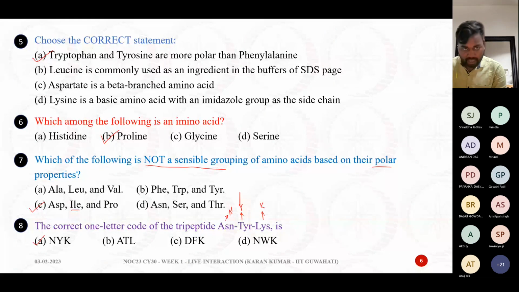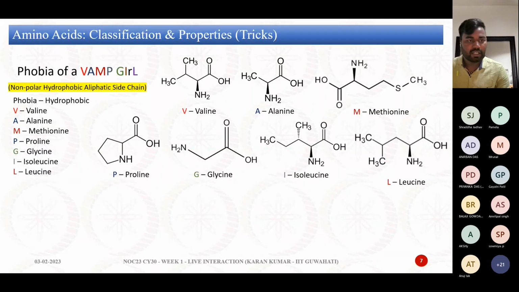Very good. Now let's come to the important thing, tricks to remember all this. Those who were not able to remember it or answer the previous questions can remember using this technique. The first trick is to remember non-polar hydrophobic aliphatic side chains. Now why are we only stressing on the side chains?